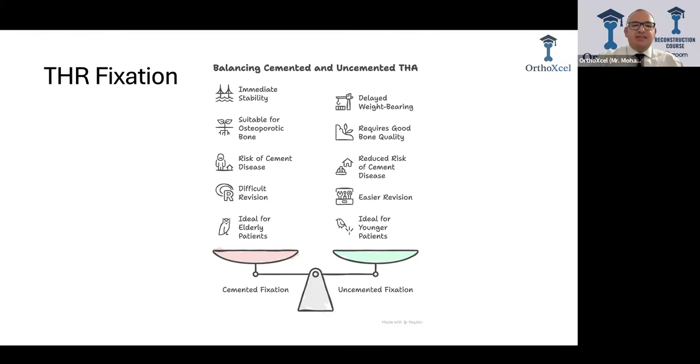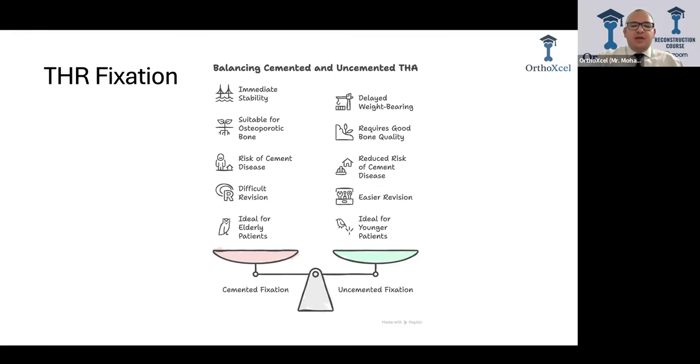Now, how will we fix this implant in place? To fix this implant in place, we have two ways of fixation, either cemented fixation or cementless, or uncemented, fixation. So both options are valid. All the evidence supports that both of them in a normal situation are successful.